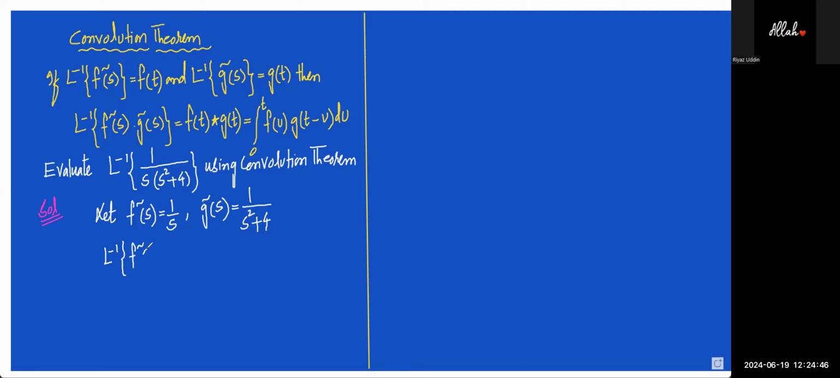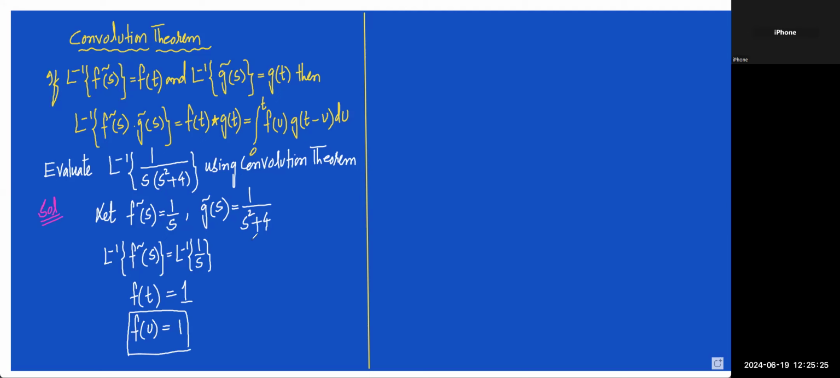Laplace inverse of f bar of s, which is equal to Laplace inverse of 1 by s. So Laplace inverse of f bar of s is f of t, what is this value? Laplace inverse of 1 by s, do you remember the formula? It is 1. Now f of t is 1, then what is f of u? It is also 1 only.